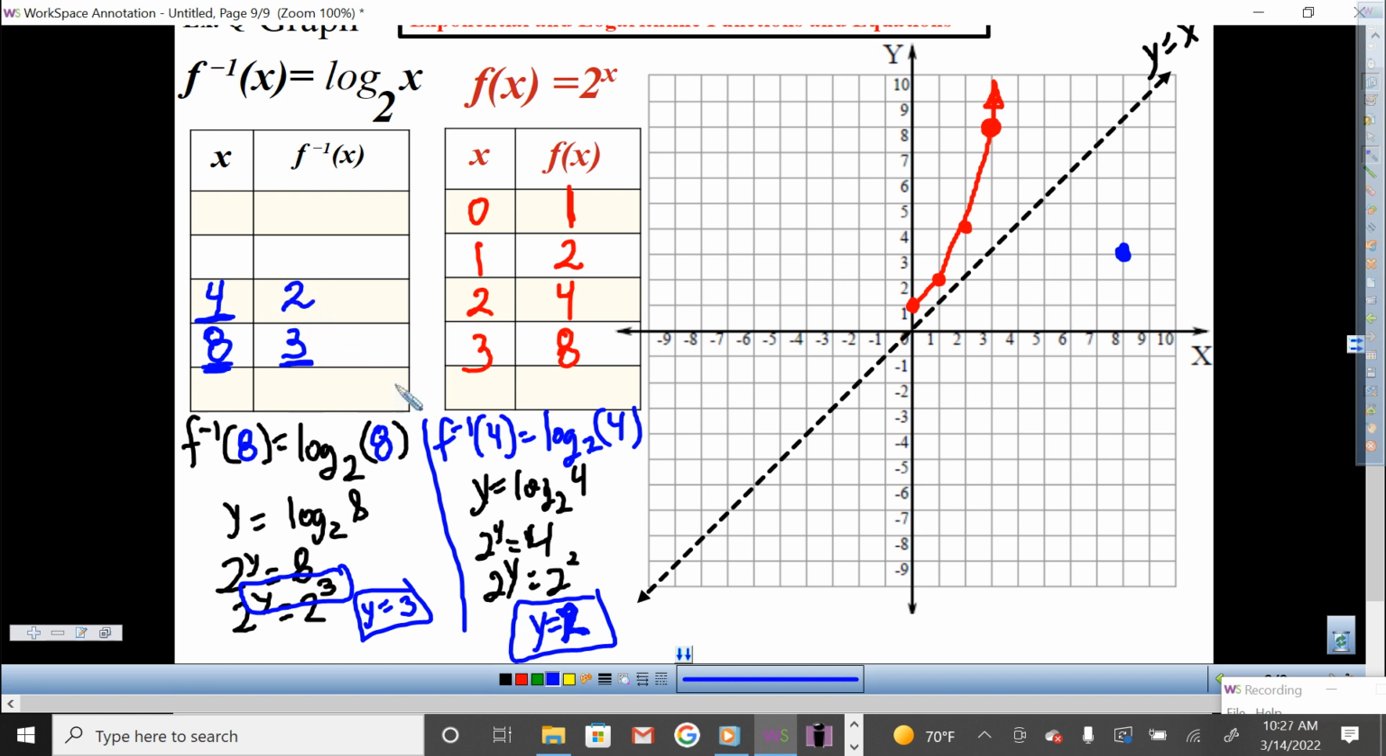Now, do I need to show the work for the other stuff? Or can we know what goes here and here? Tell you what goes there and there. Yeah, 2, 1, and 1, 0. Let's plot those points: 1, 0; 2, 1; 4, 2.